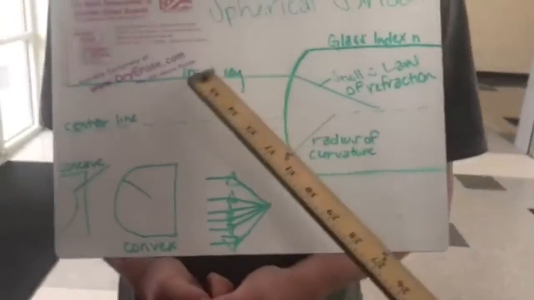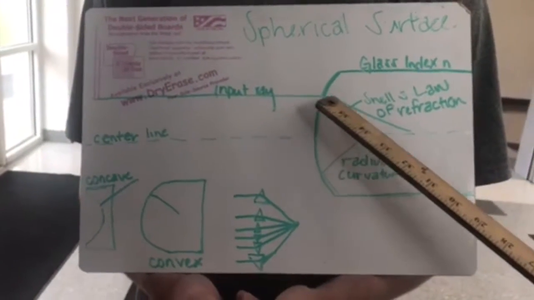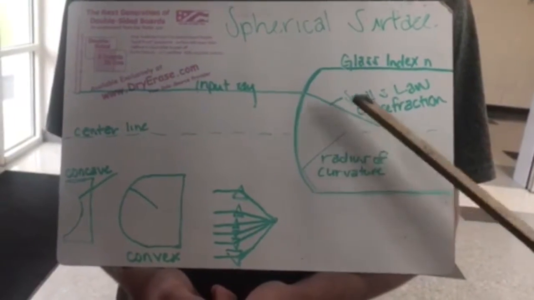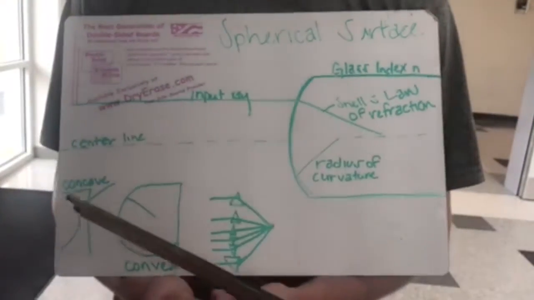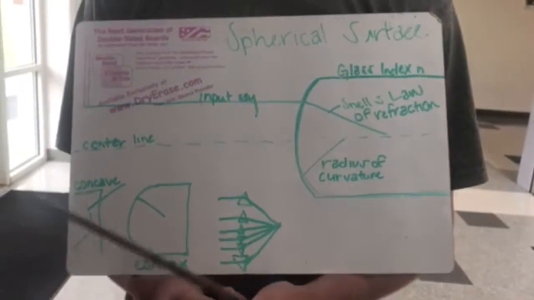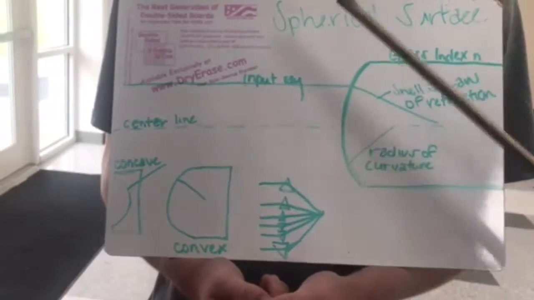In a spherical surface in the convex shape, the input ray is shown going through the curvature and refracted towards the center of the line using Snell's law of refraction. And in the concave shape, the light will go away from the center line, unlike the convex shape shown here.